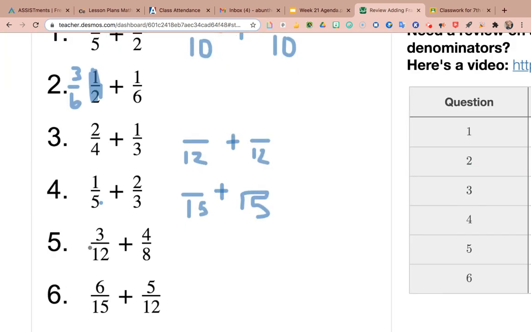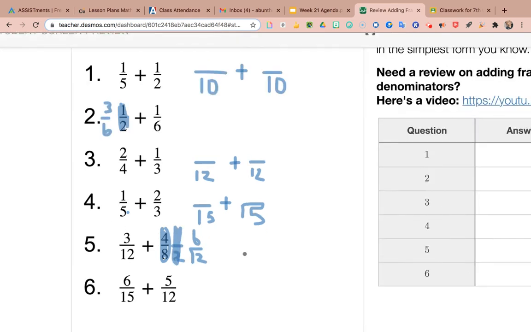For number 5, one thing I noticed is 4/8 is the same as 1/2. So if I turn this into a half, well, once it's a half, I can turn 1/2 into 12ths, right? Because if I multiply 2 by 6, I'll get 12. So instead of 1/2, I could even change it into 6/12ths by multiplying both of them by 6. So once I do that, I have a common denominator and I can add.